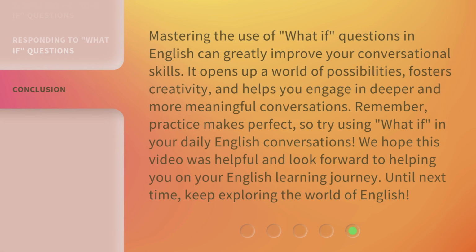Mastering the use of what if questions in English can greatly improve your conversational skills. It opens up a world of possibilities, fosters creativity, and helps you engage in deeper and more meaningful conversations. Remember, practice makes perfect, so try using what if in your daily English conversations.